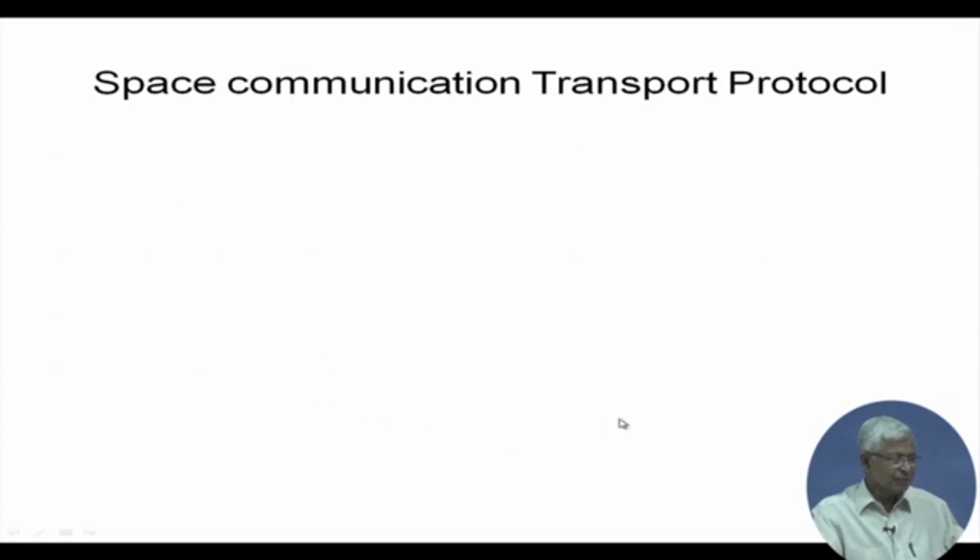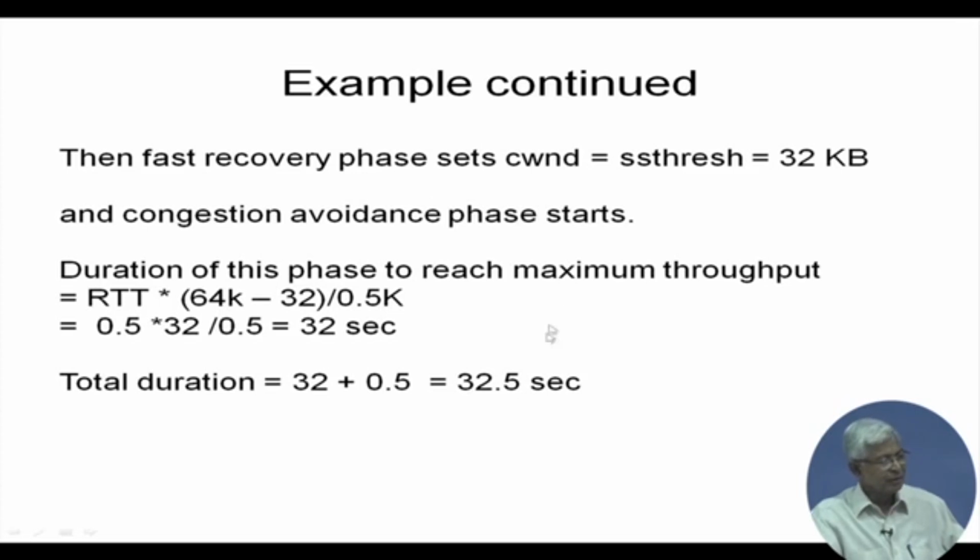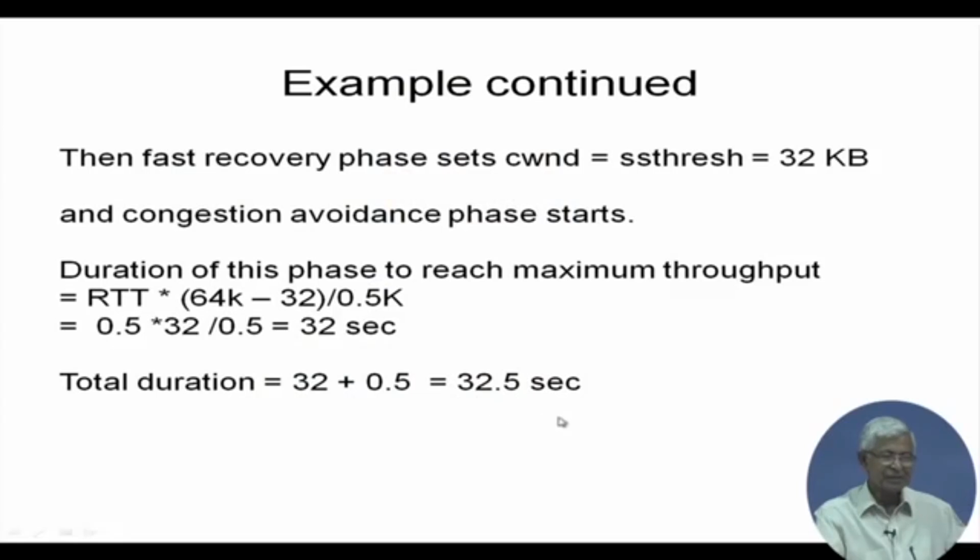So, in this process, with some simple type of example, what we are seeing is that if there is a packet loss, either by RTO firing or by duplicate ACKs received, whichever way you go, because RTTs are large and the window is maintained at 64 kilobyte, you are taking of the order of more than 30 seconds to reach the maximum network capacity or maximum throughput. It takes quite a long time.